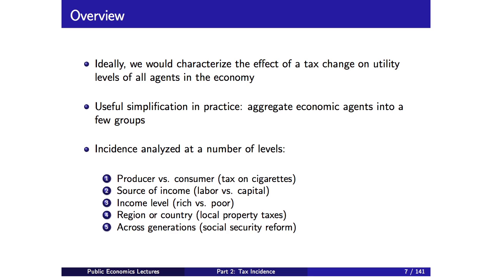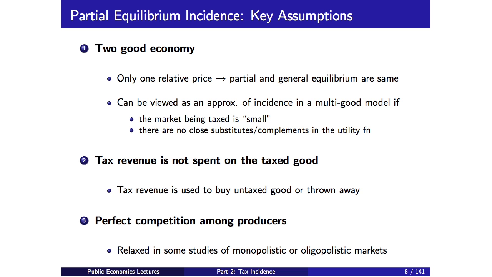So in the Social Security literature, this is very important because as you think about Social Security reforms, you end up transferring money from one generation to another generation. So we'll see a few examples of each of these different types of incidence analysis. So let's start with the most basic framework, which is a partial equilibrium model of incidence.